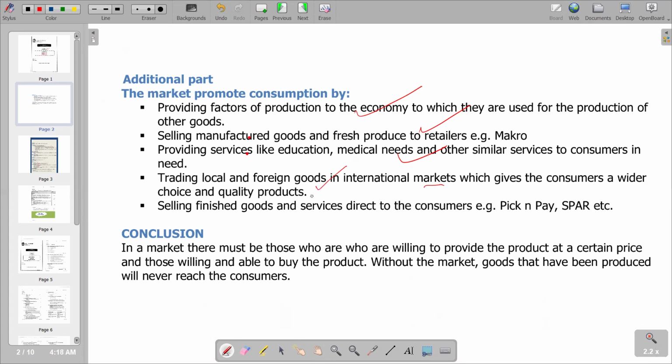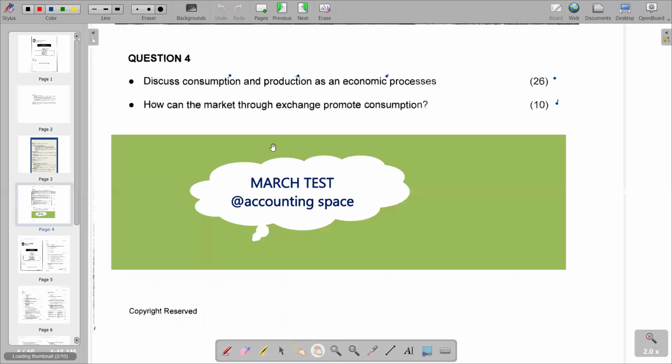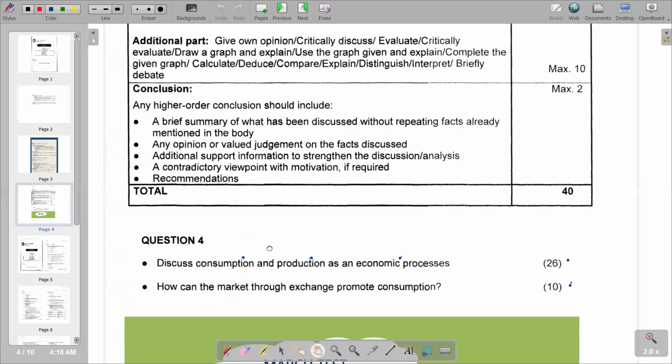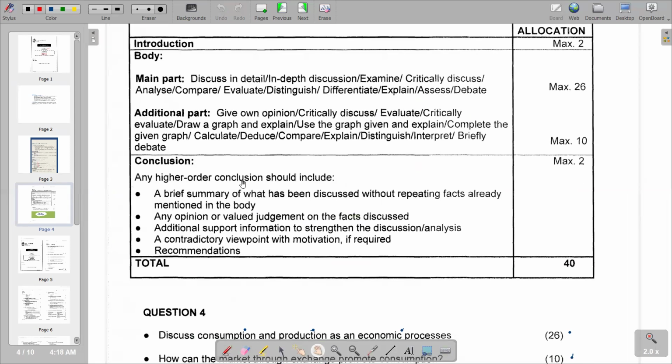So you've got also the last part now, that is the last part of our essay, that is going to be our conclusion. So according to this video, this is going to be your conclusion. Remember, with our conclusion, you can come up with different forms of your conclusion. So these are the requirements of a conclusion. Any higher order conclusion should include a brief summary of what has been discussed without repeating facts already mentioned in the body. Very important is the first point to take note.